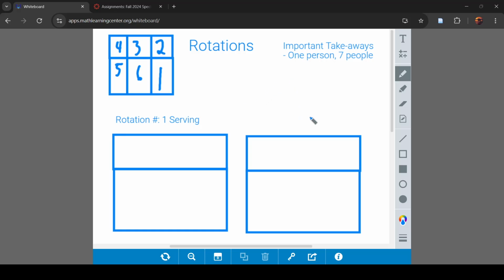Now the basic rotation 1 is called that because the setter is in area 1. That is why rotation 1 is called rotation 1. Then you have, after the setter, OH1, middle, right side, OH2, and then the other middle, where the libero is. Now the libero is always going to be back row, so whichever middle is back row gets that libero. So that's the basic rotation. That's called rotation 1. The setter is in 1.